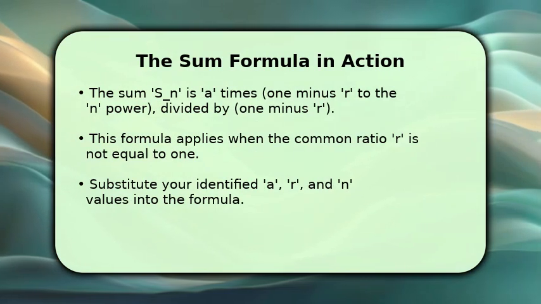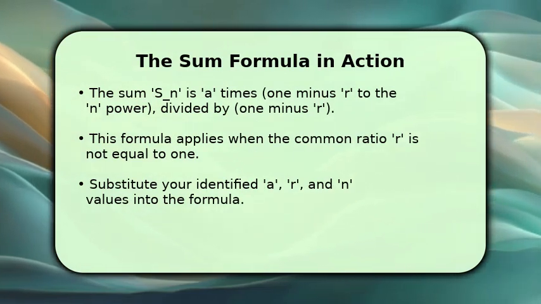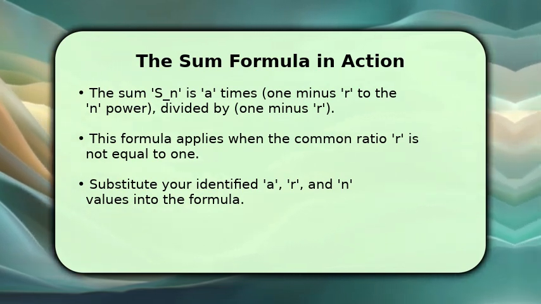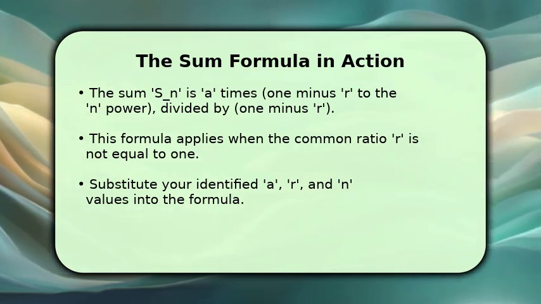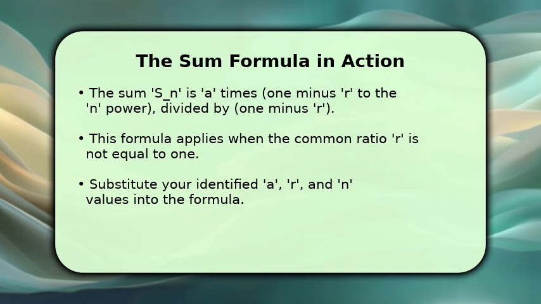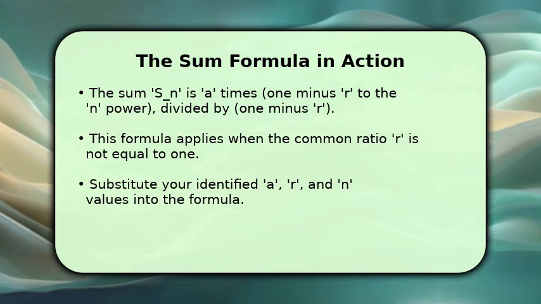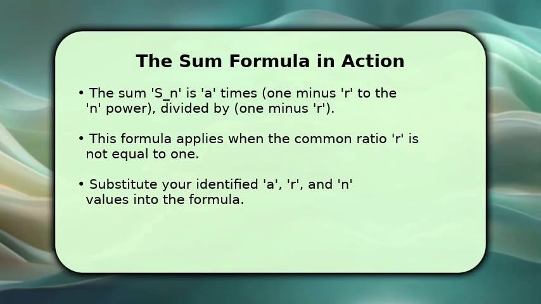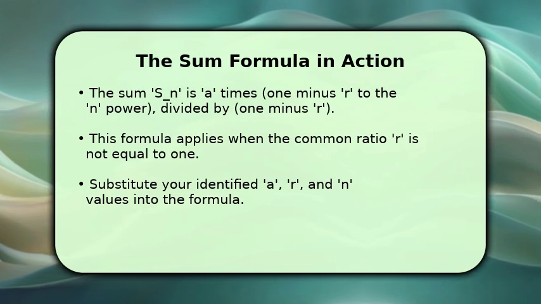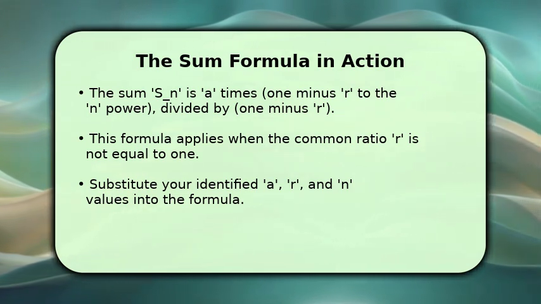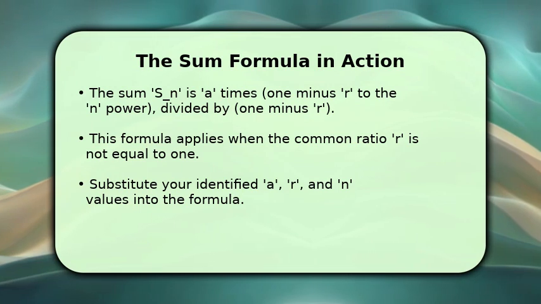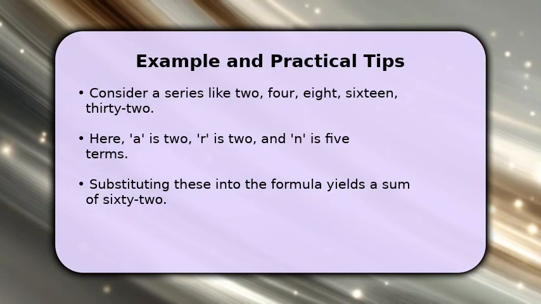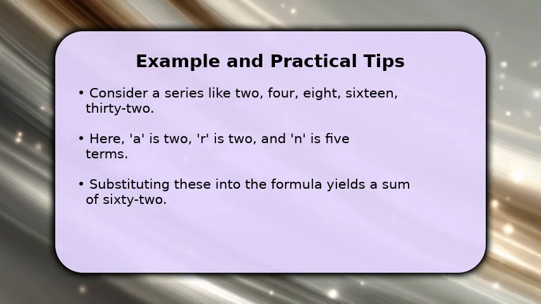Now, let's put these components into the sum formula. The formula states that the sum, Sn, equals a times the quantity of 1 minus r raised to the power of n, all divided by the quantity of 1 minus r. Remember, this formula is valid only when your common ratio r is not equal to 1. Carefully substitute your determined values for a, r, and n into this equation, then perform the arithmetic to find your final sum. Let's walk through a quick example to solidify your understanding.